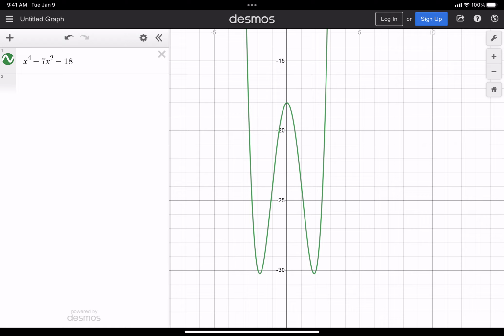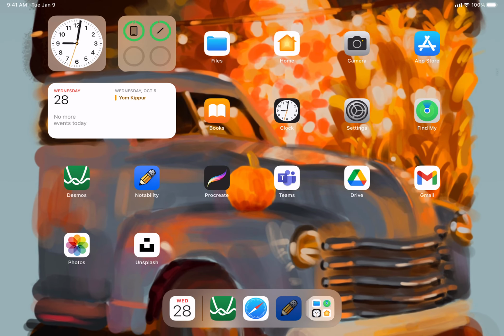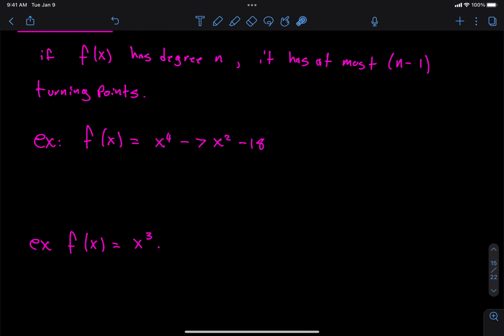And by turns around, if you want to make that statement a little bit more mathematical, it means the function goes from being decreasing to being increasing, or vice versa, right? This is an example of one where it goes from being increasing to being decreasing. The point at which that occurs is what we call a turning point. Okay, so that's what I mean by turning point. So what do we say? We say if the polynomial has degree n, it has at most n minus 1 turning points. But it could have fewer than that.